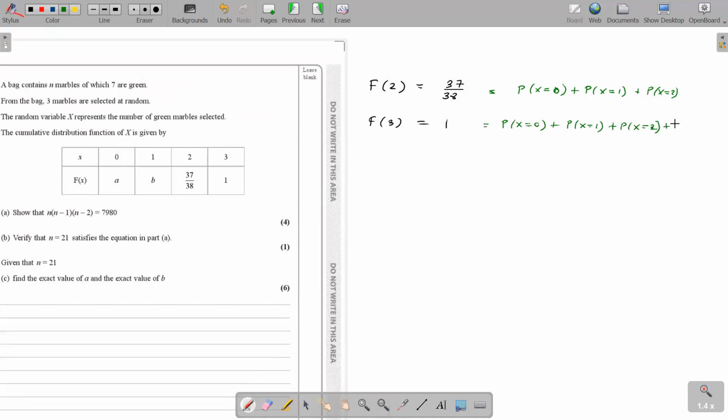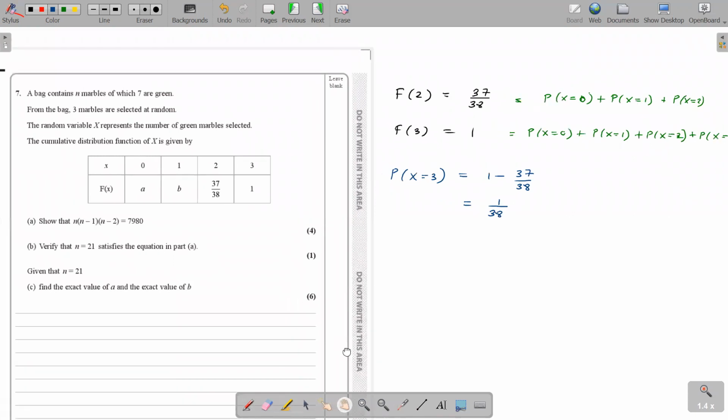So when you subtract these two, can't you see what's happening? From F3, when you subtract F2, these parts will cancel, and you see only the probability x equal 3 is remaining. So basically the probability that x equal 3 is how much? 1 minus 37 over 38. From the total probability, when you subtract these three probabilities, you get the individual probability that x equal 3. How much is it? 1 over 38. So this is the individual probability of x equal 3.